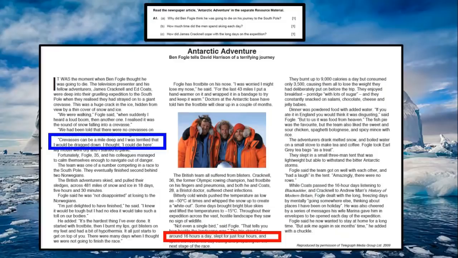B, how much time do the men spend skiing each day? Around 16 hours a day. C, how did James Cracknell cope with long days on the expedition? It says that he and Cracknell listened to Andrew Marr's History of Modern Britain. So I've highlighted it in the text.